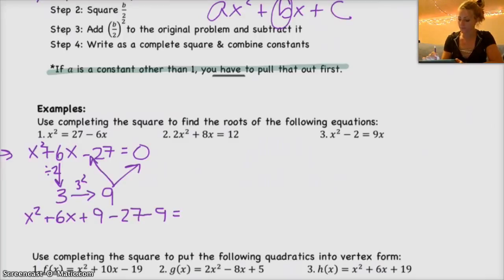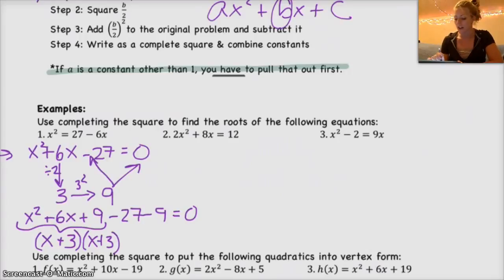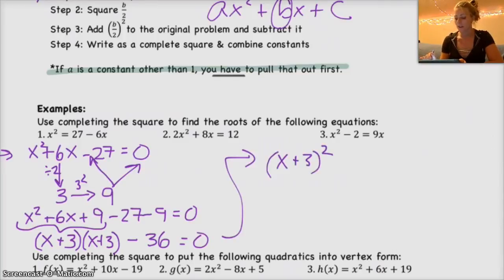So this part, the x squared plus 6x plus 9, that is a perfect square. Because if you try to factor that, x plus 3 times x plus 3 satisfies, right? That's how that factors. And then I have minus 27 minus 9. So minus 36 equals 0. So then I can continue. I'll write it as a perfect square, x plus 3 squared, and minus 36 equals 0.